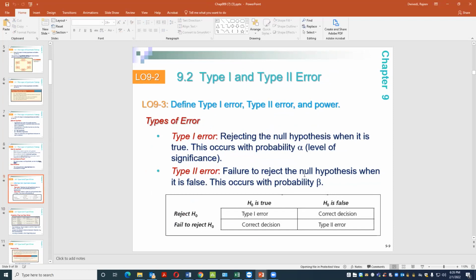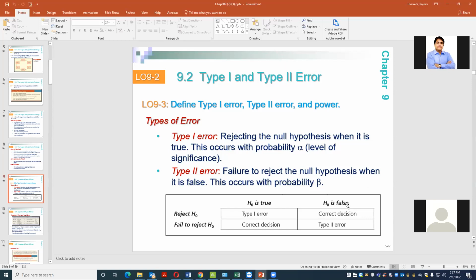Now there is another way. There are 2 important problems in terms of error in null hypothesis acceptance and rejection. Very important thing: H0 is true, H0 is false, reject, fail to reject. If H0 is true and you reject the null hypothesis, that is type 1 error.